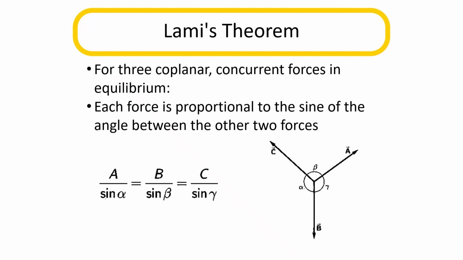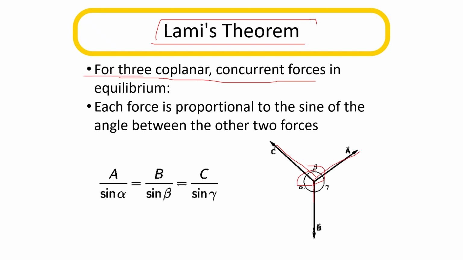Now the next one is Lami's theorem. What is Lami's theorem? Lami's theorem is valid only and only for three coplanar concurrent forces. It means that the forces will be in the same plane and they will meet at a single point. So these are the three coplanar forces, not more than three, only three, because they act in a full 360 degrees, and each force will be proportional to the sine of the angle opposite to it.